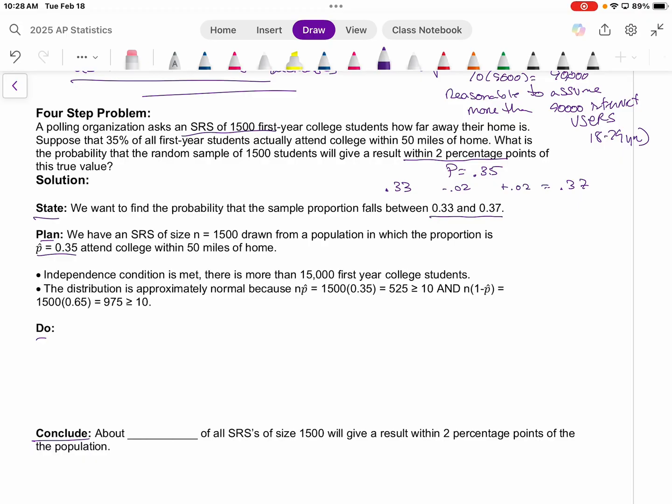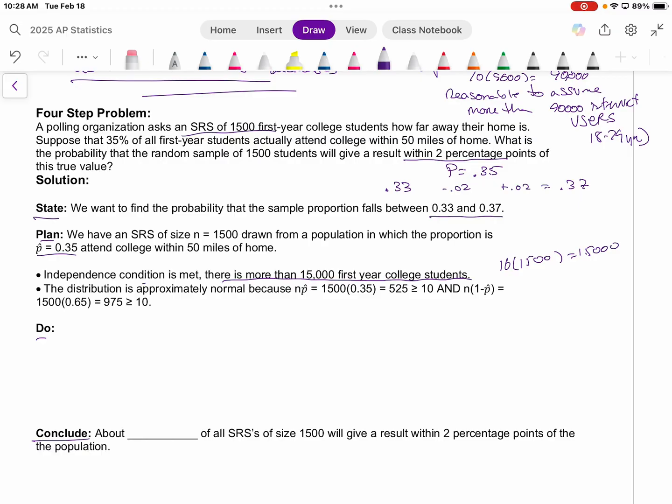Now, we check our independence. They tell us the condition is met. There is more than 15,000 first-year college students. So they went off real quickly and said 10 times 1,500 is 15,000. Some of your major big universities have at least 15,000 first-year college students at the university, just in that university alone, not just in general for the whole college system.